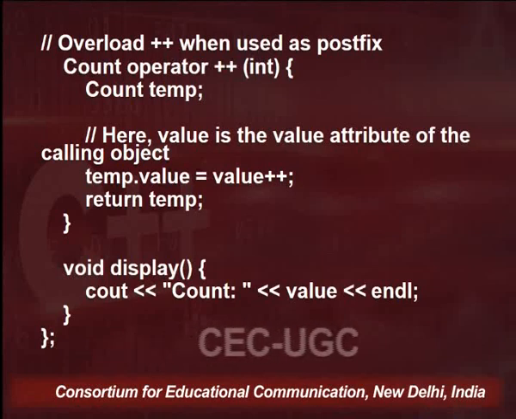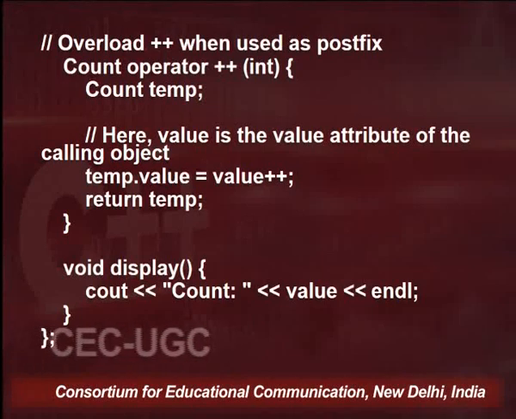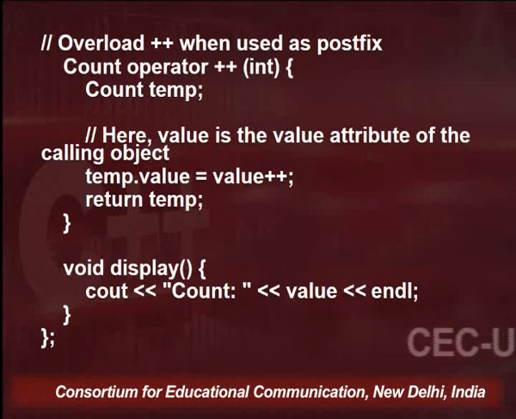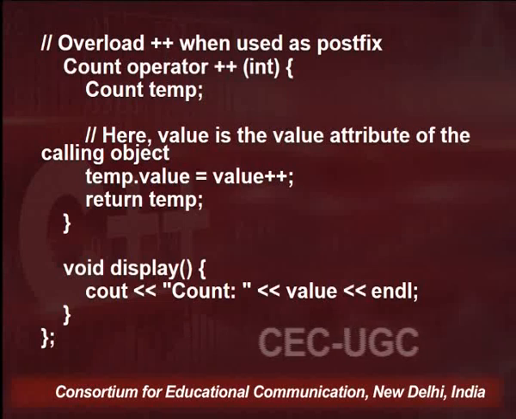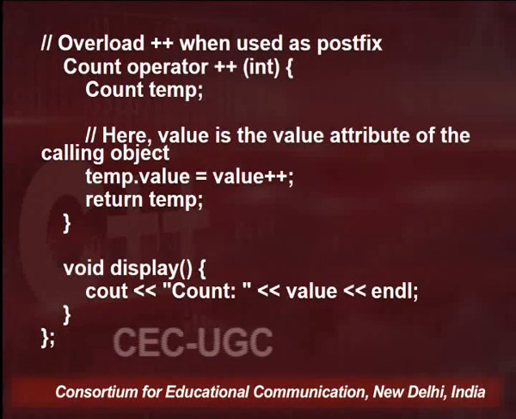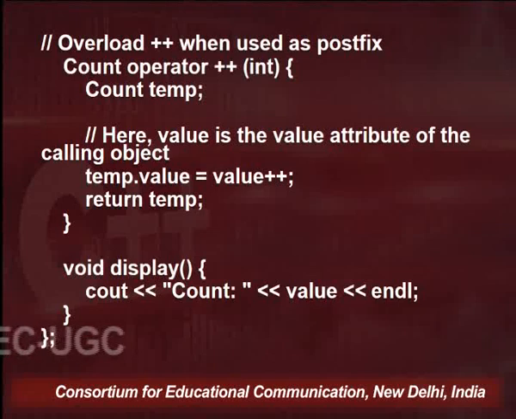What this statement is doing is taking the value of the calling object. For example, I am saying result = C2++. Here this value attribute belongs to the variable C2, which is calling the overloaded plus plus function. So value++, and whatever the value of this is, whatever assignment it is going to have, this will be assigned to the value attribute of the temp object.